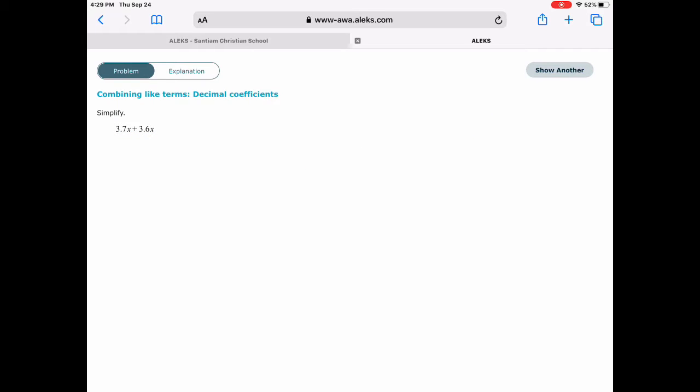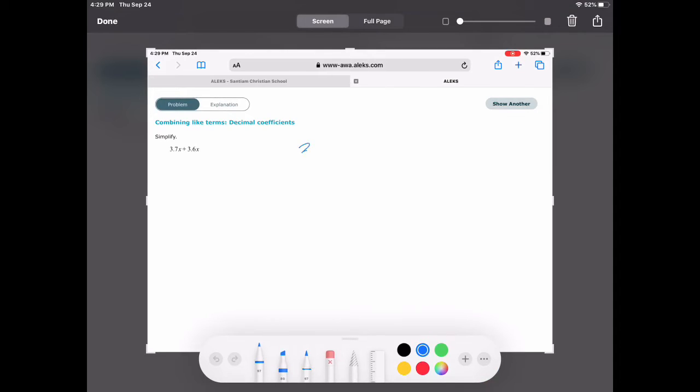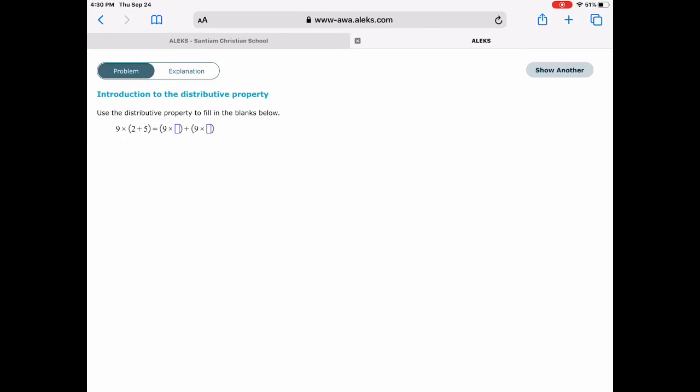Same thing, we're just going to do a decimal. I have 3.7 and 3.6 to combine. I have 7.3. Just taking a second to make sure that that makes sense. 7.3x, final answer. Here we have the distributive property.